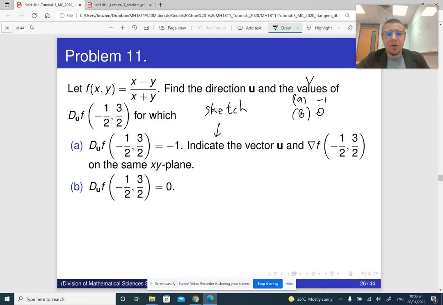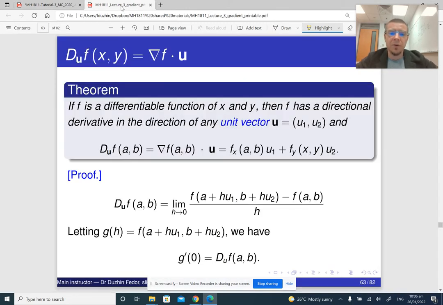But since the question is about the directional derivative and gradients, we still need to refer to the same part of the lecture as before. So we need to look at this theorem that tells us that the directional derivative at a point is just the dot product of the gradient vector and the vector u. It is important to remember that u should be a unit vector. Okay, so let's get started.